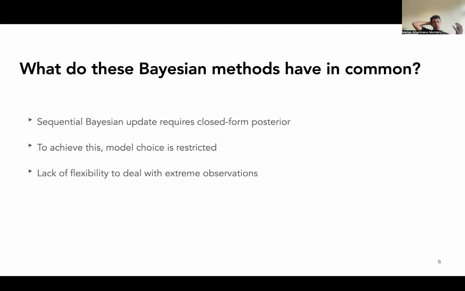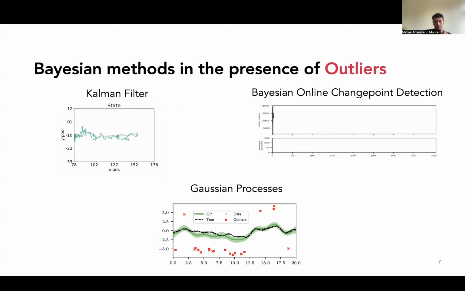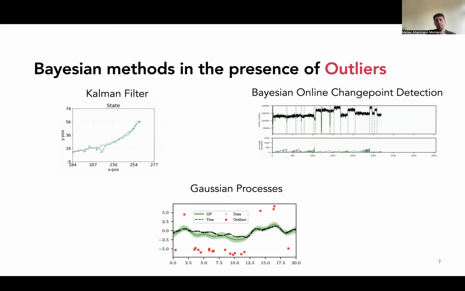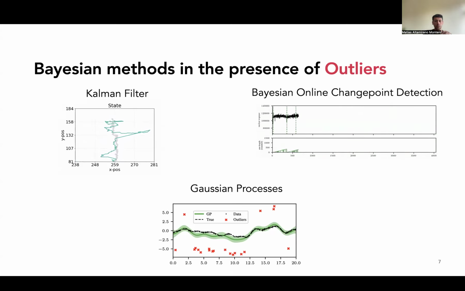It's either Gaussian or exponential family, and that's it, which leads to a lack of flexibility to deal with extreme observations or outliers. Here we have the same exact example as before, but now we add some outliers in the data set. Before, the methods worked really well, but now that we have outliers and extreme observations, they are starting to struggle to follow the data. This is because these 3 methods assume the model is Gaussian, which breaks the assumption.